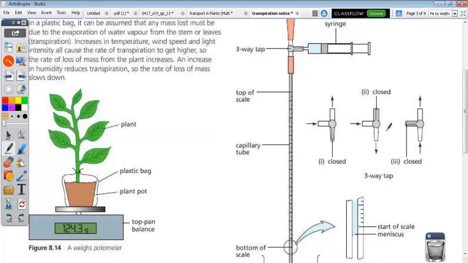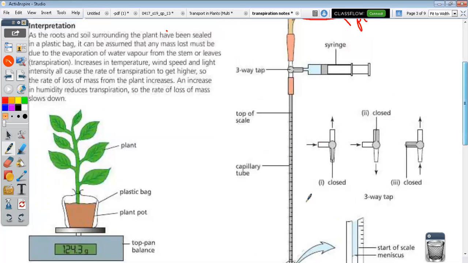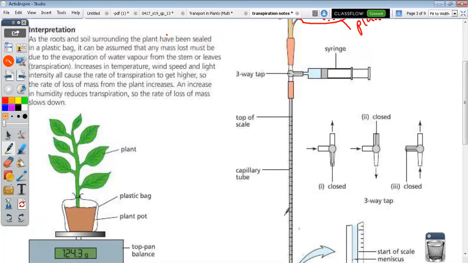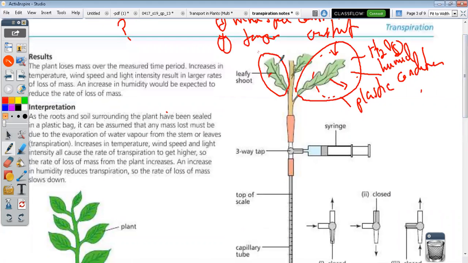So in terms of the potometer, because there's a capillary tube that moves, the movement will be low, because remember this is measuring water uptake. So the water uptake here will be lower than the one without plastic. The capillary tube will move a greater distance where transpiration is great. Altogether, we can conclude that higher humidity lowers the rate of transpiration.